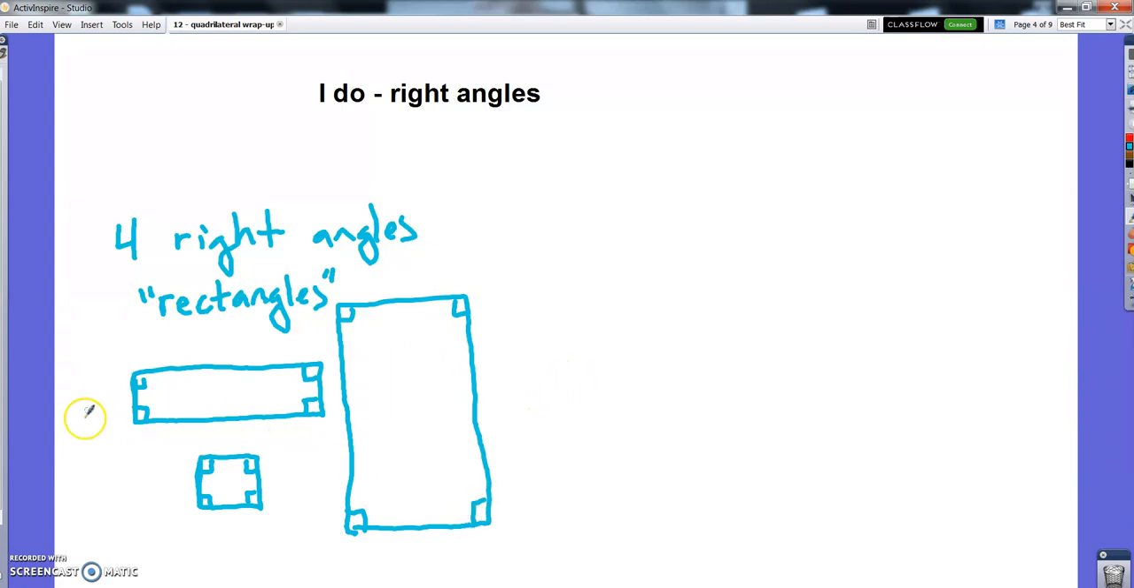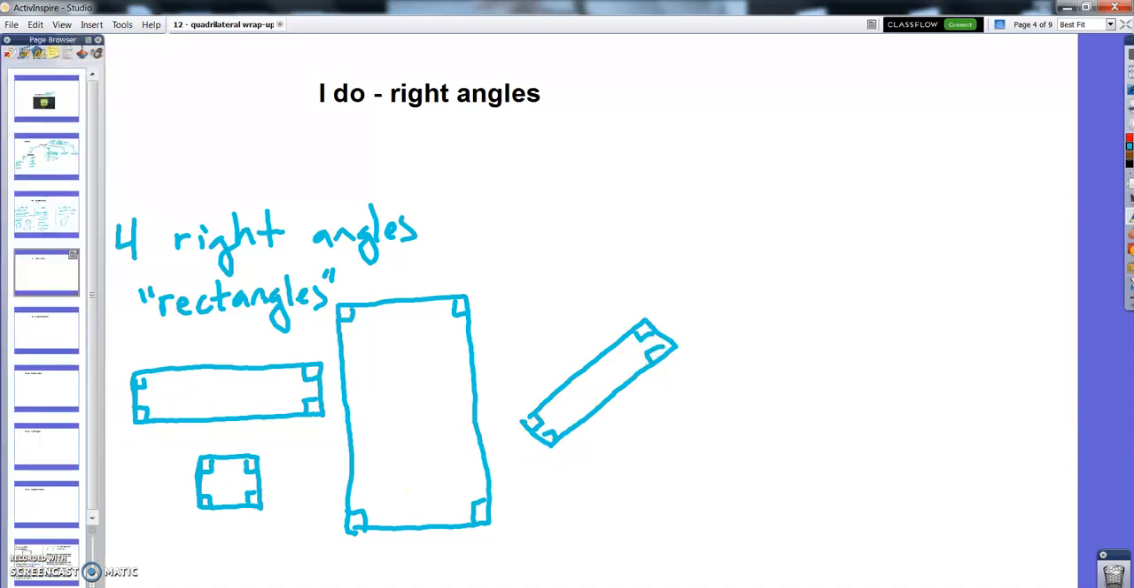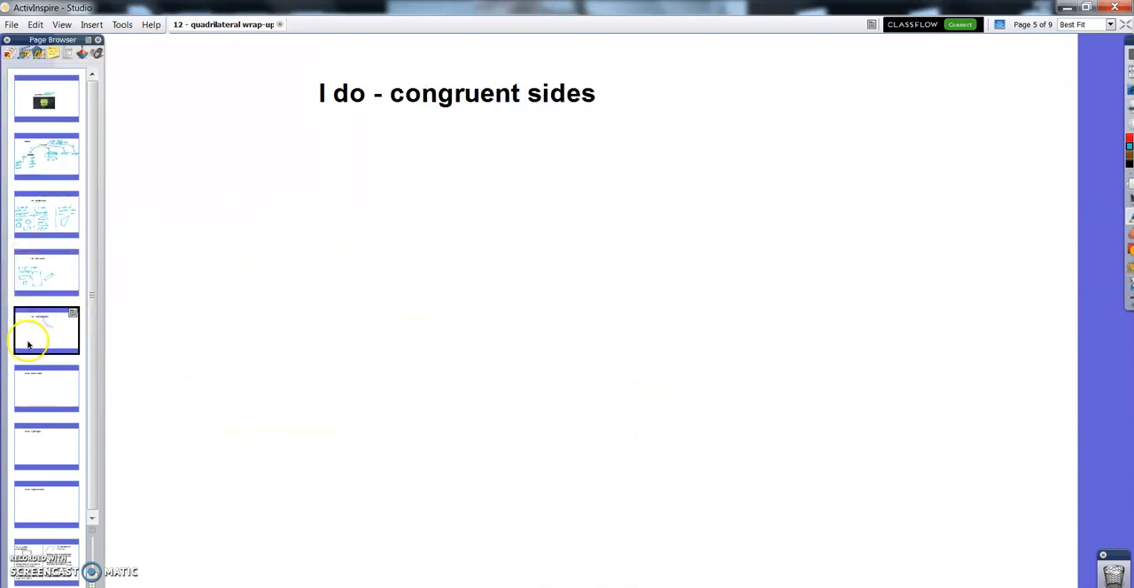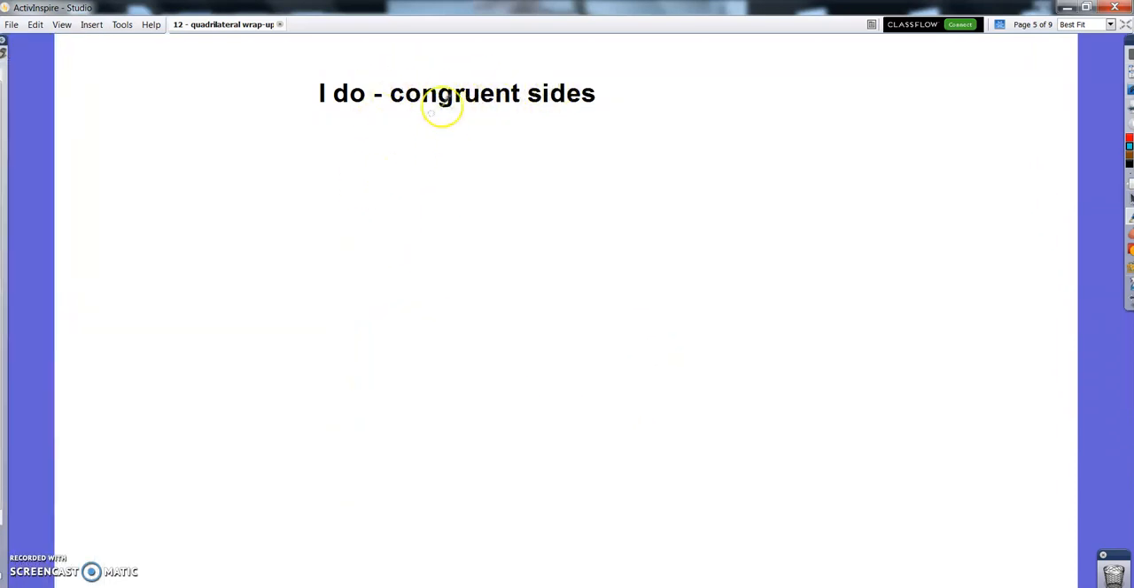And they don't have to be oriented flat. Even this is still a rectangle because it's still got 4 right angles. So that is another good word to know, rectangle. Last but not least, congruent sides. We only have, much like angles, if it has 4 congruent sides, it has a name.